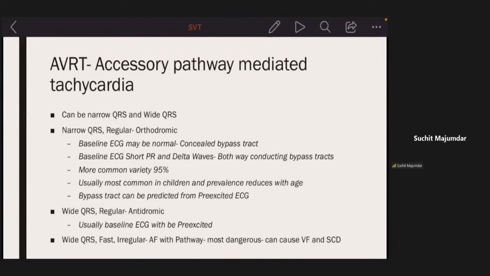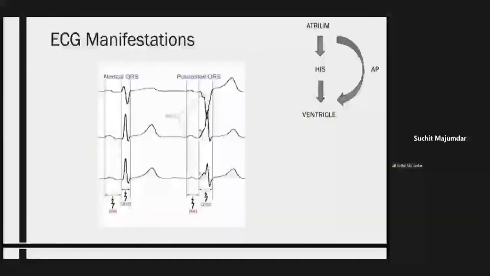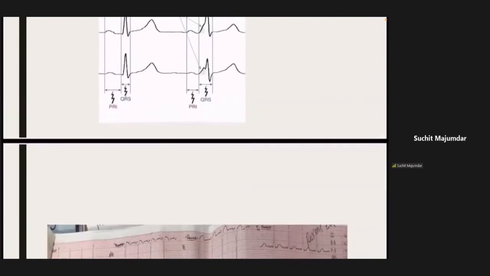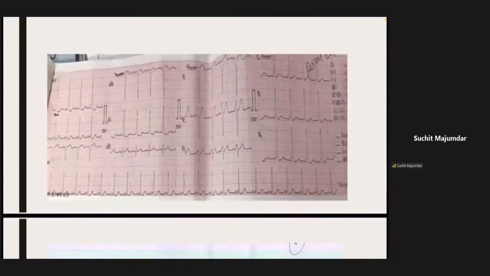So the most common variety is narrow QRS, usually most common in children, and prevalence reduces with age. The bypass tract which is present can be predicted from the pre-excited ECG. Now, ECG manifestation: if you have a baseline pre-excitation indicated by a short PR interval and delta wave, it is more likely that the narrow QRS tachycardia you are seeing is an orthodromic AVRT, with the retrograde limb being the accessory pathway and the antegrade limb being the AV node.